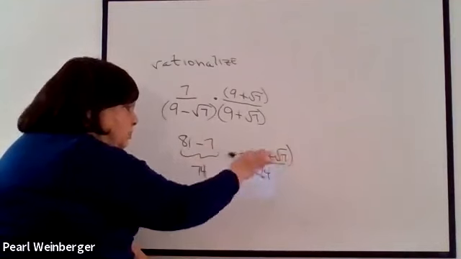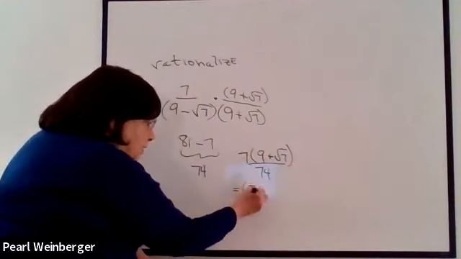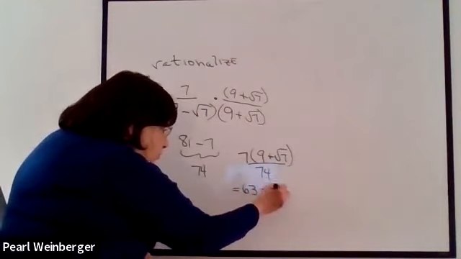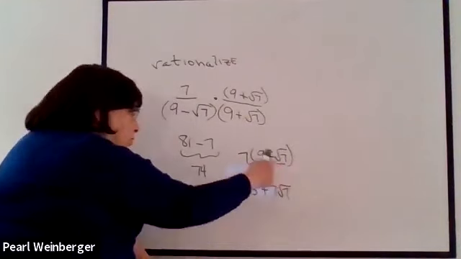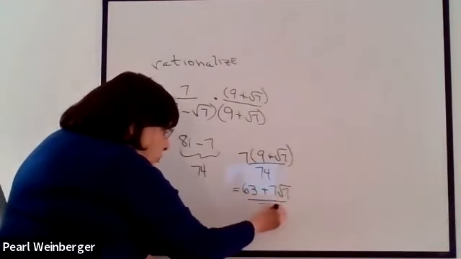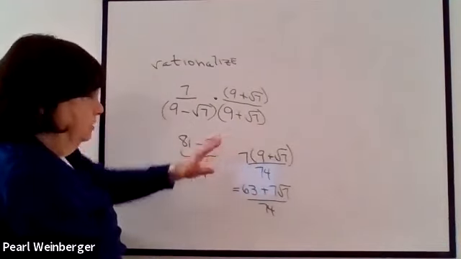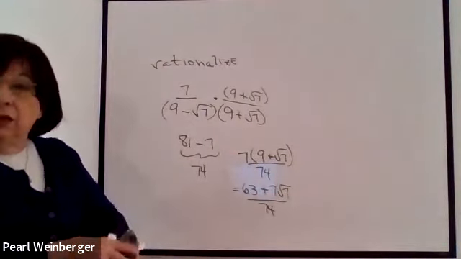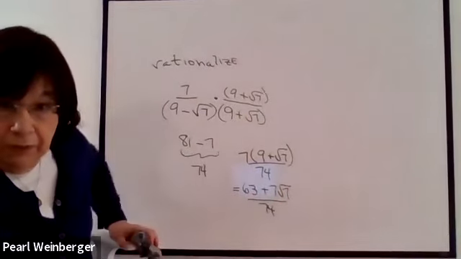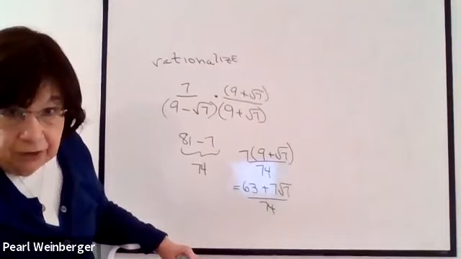Sometimes they distribute the 7, and you do 7 times 9 is 63, plus 7 radical 7. Don't forget, when you're multiplying, you have to distribute over 74. Both of these are perfectly good answers. Let's say if you were doing this on Delta Math, you would probably be able to put in either one of those answers and they would be accepted.